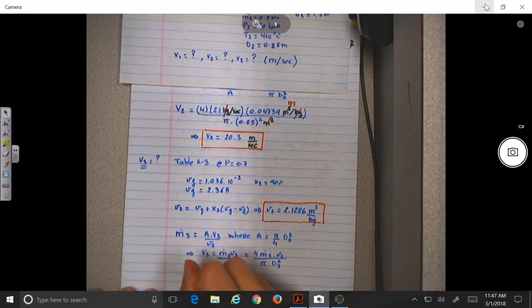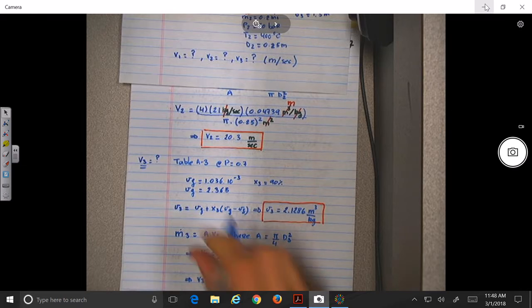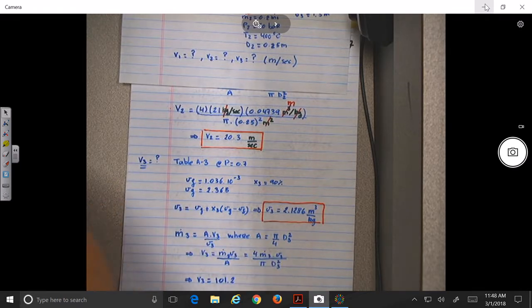101.2. 101, so 101.2. And this should be, yes, that's it.